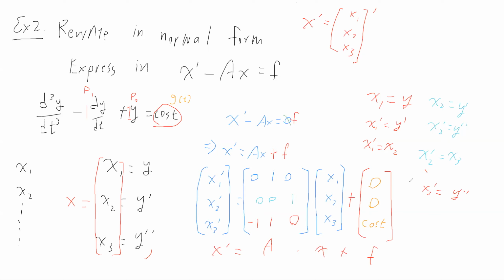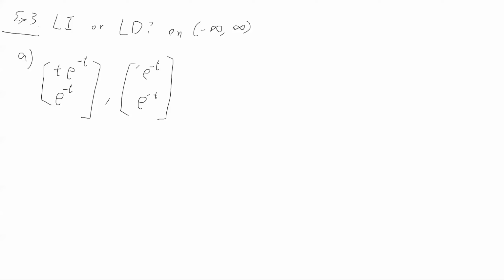All right, so that's example 2. Let's look at our next example. Example 3: are these linearly independent, LI, or linearly dependent, LD, on negative infinity to positive infinity? For part A, we have these two vector functions. To check this is very easy. Let's just find the Wronskian, and if we can show that it is non-zero, then they are linearly independent.